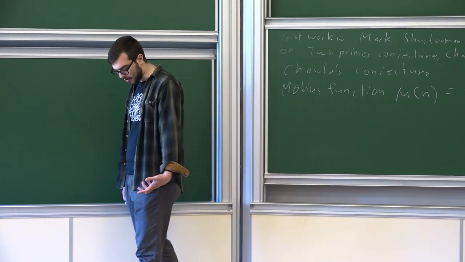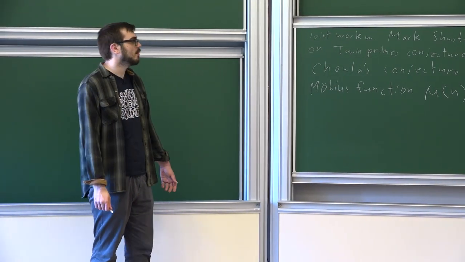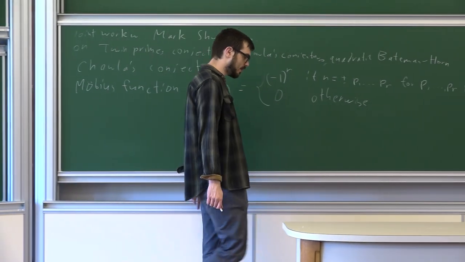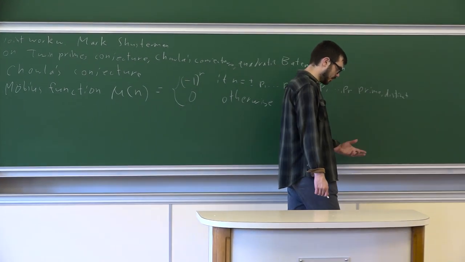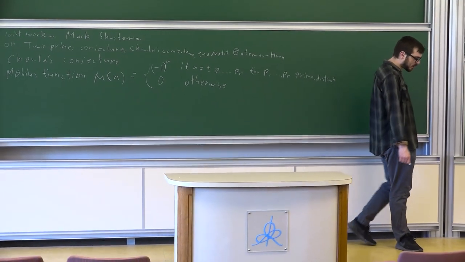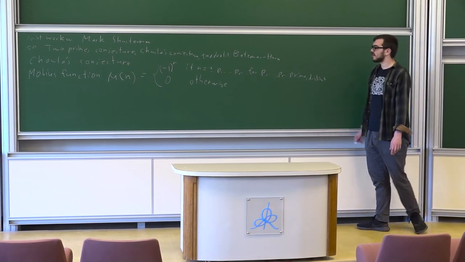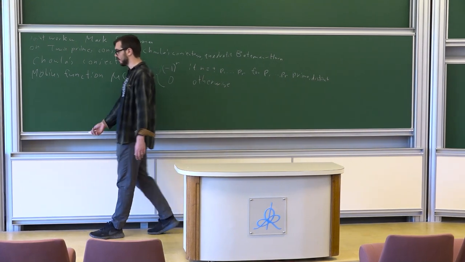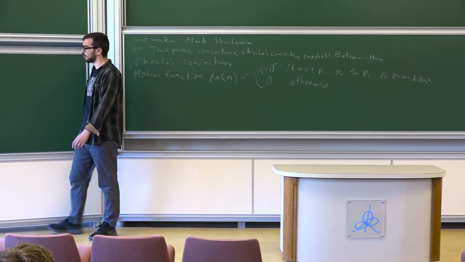So it's roughly minus 1 raised to the number of prime factors, except that for many purposes, it's convenient to zero out all the numbers that have a repeated prime factor rather than just counting it as multiple prime factors.